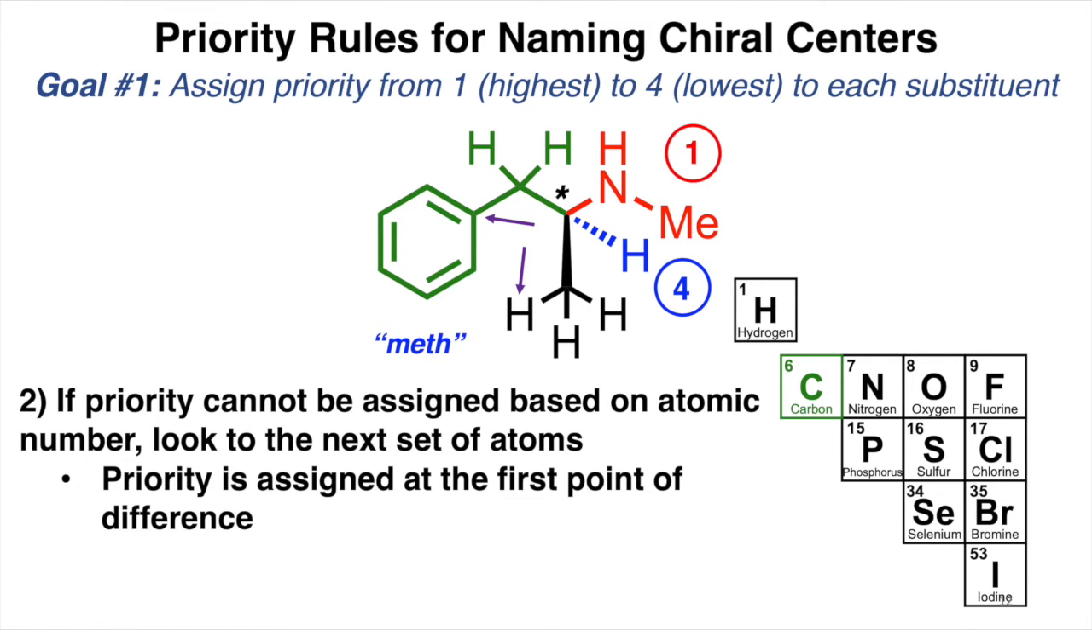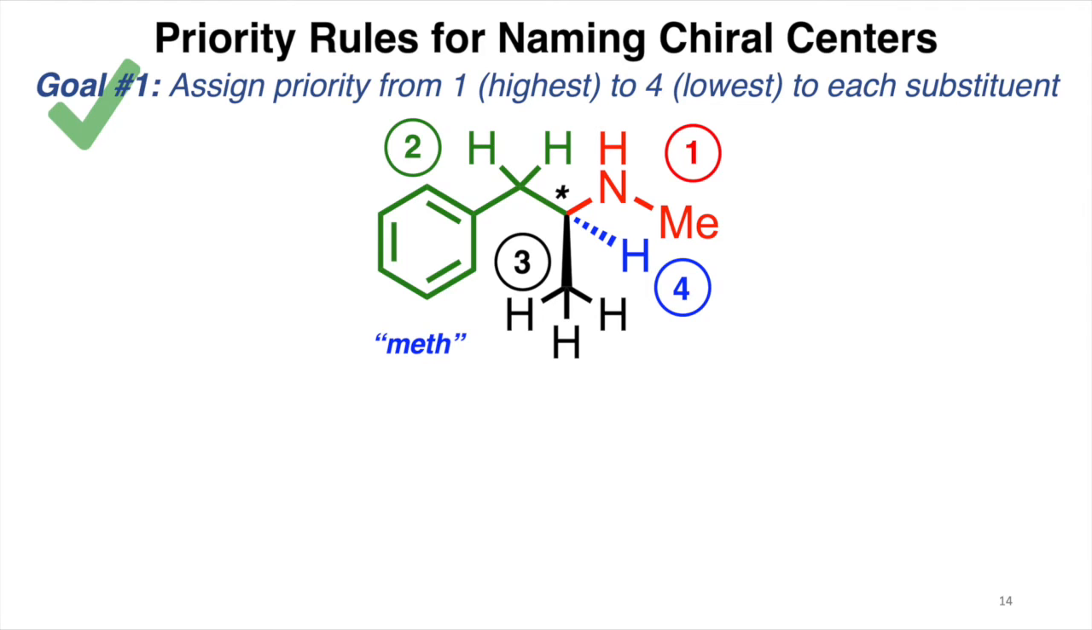So at this point, we are now comparing a carbon atom in green versus a hydrogen atom in black. Since carbon has an atomic number of 6 rather than hydrogen's atomic number of 1, we're going to give the carbon atom a higher priority. So let's assign the benzyl substituent in green as priority number 2, which leaves us with the methyl group in black as priority number 3. Great! We completed goal number 1 and assigned priorities to each of these substituents around the chiral center.